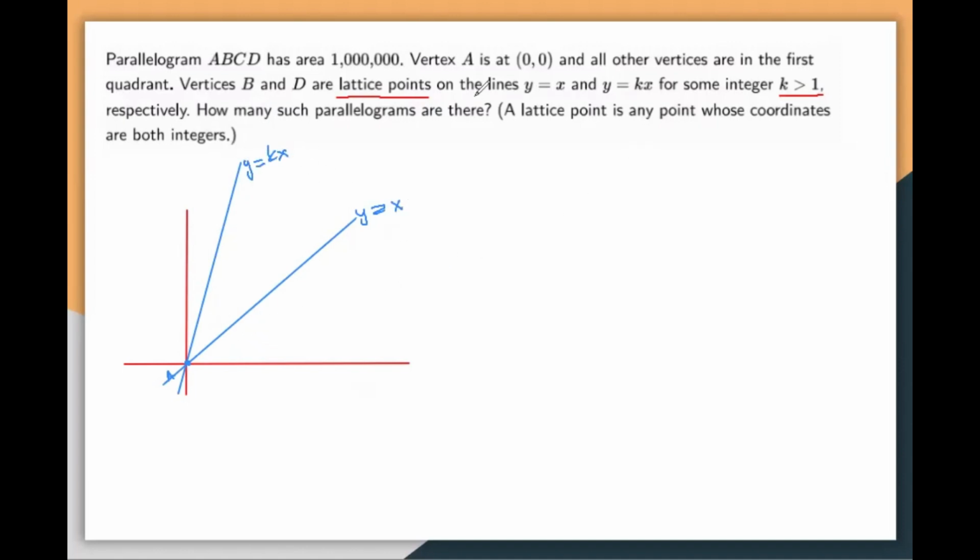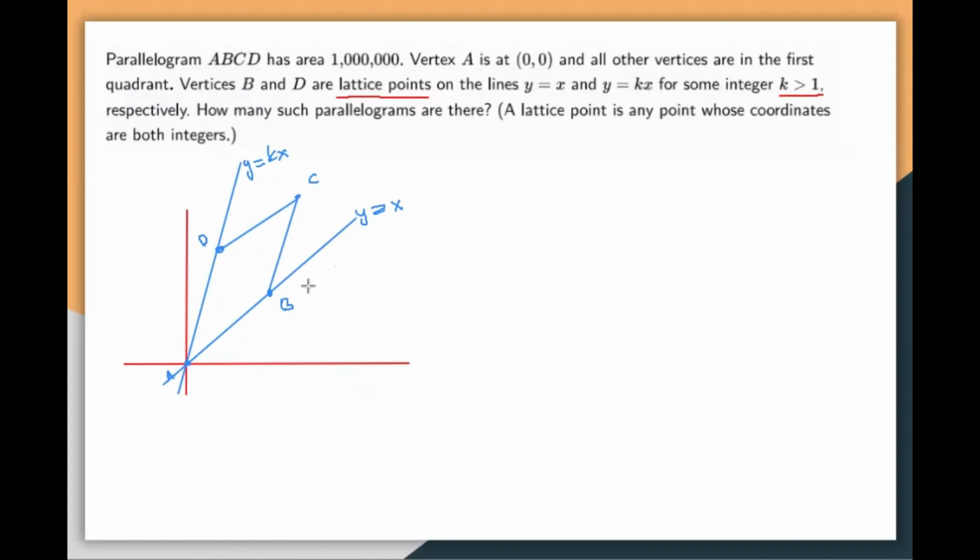Okay, B is on y equals x, so let's say this is B, and there is D on this other line. And then there is a C somewhere, so let's say this is C. We want to find how many different parallelograms we can have with this condition. So let's connect these. One thing we can do is make a rectangle, find the area around this parallelogram, and subtract it from the rectangle to get the area of this region, which is possible.